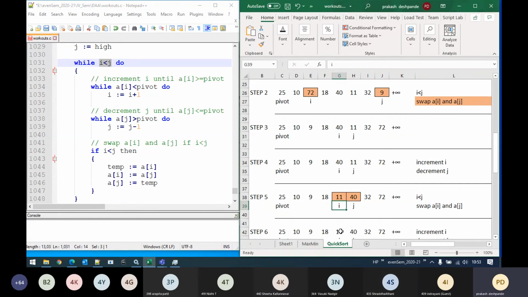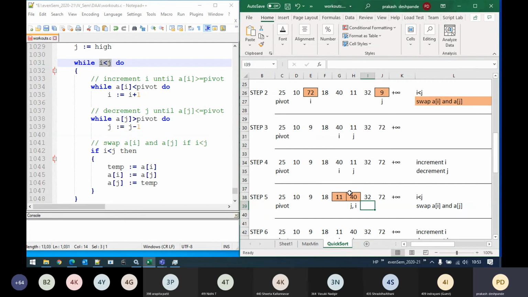11. Since it is 11, is 11 less than pivot? Yes, sir. So it will move on to the next one. So I will come over here also. So I is also pointing to the 40 element. From here I is moved on to the next element.